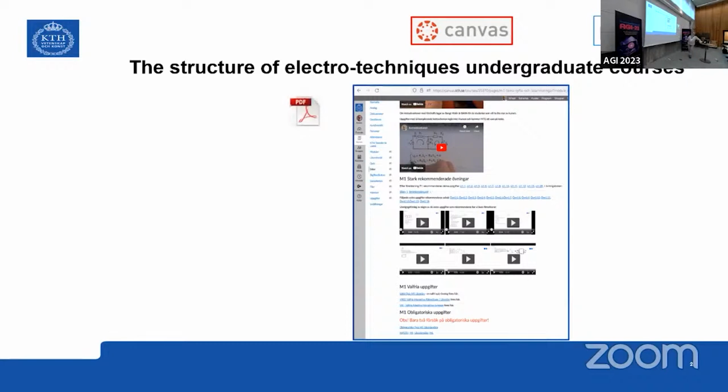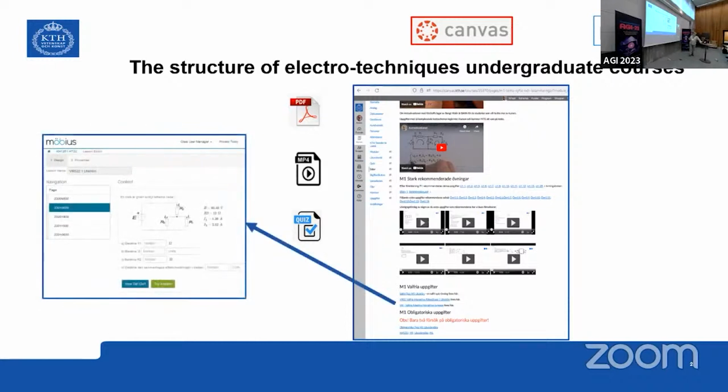In Canvas, we have such different formats of actually the same material, but I don't have any control over that. So the PDF can be downloaded, and students usually do that. And then I have no idea if they read it, if they use it, if they calculate at home, and so on.